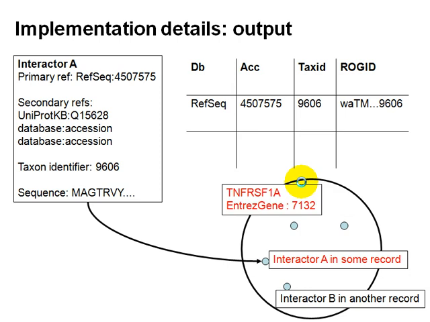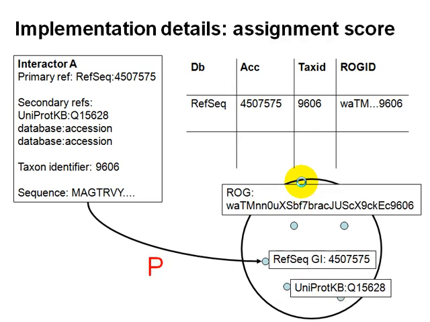And in this case, it turns out to be N-ary gene 7132, or one of its splice isoforms. In the process of doing this mapping, we also have an assignment score, and that keeps track of the operations that we went through in order to get to this assignment. In this case, it's very simple. It's a P, meaning primary. We looked at the primary reference. We found it in our database, no problem.